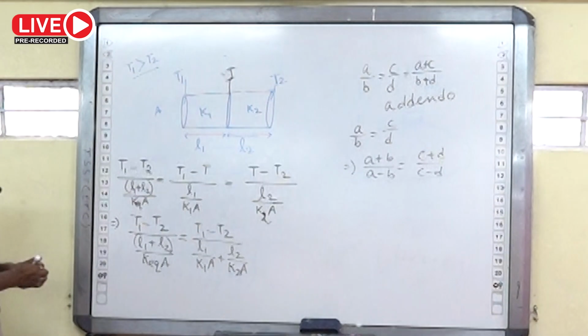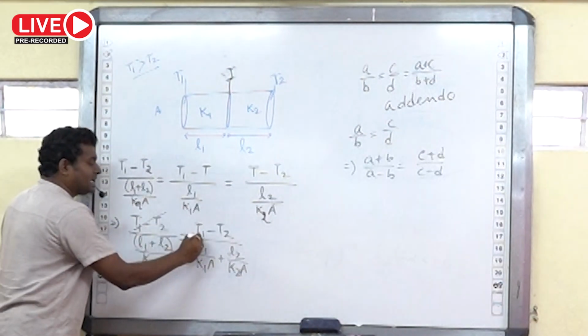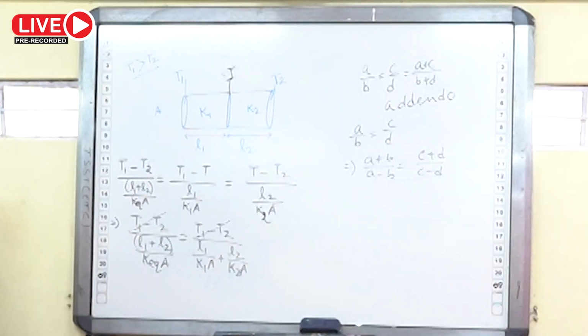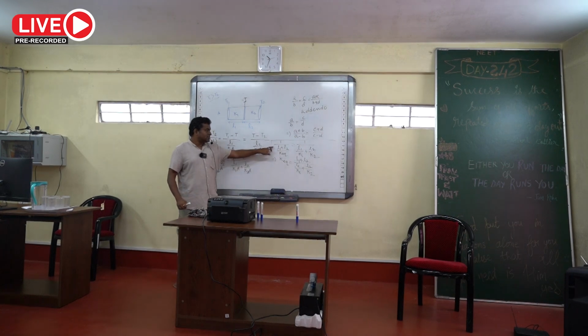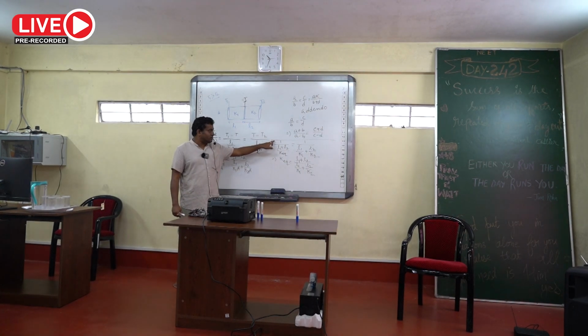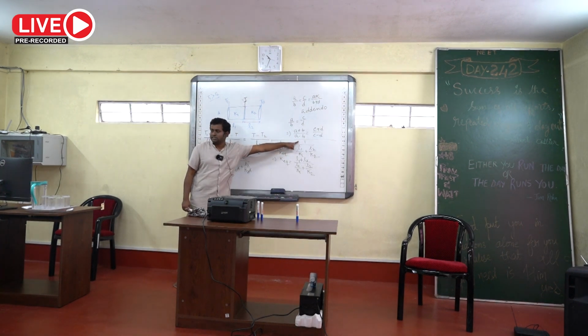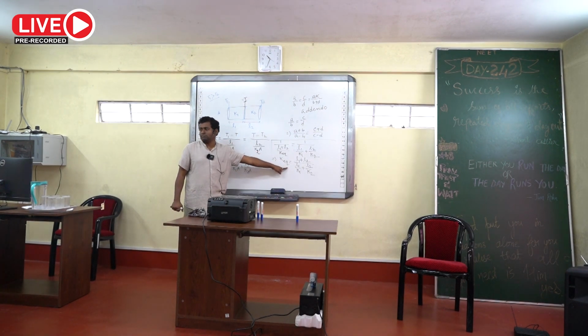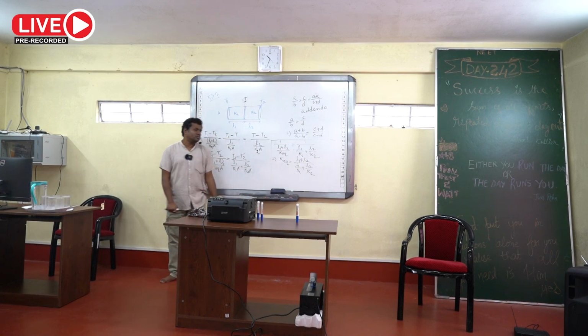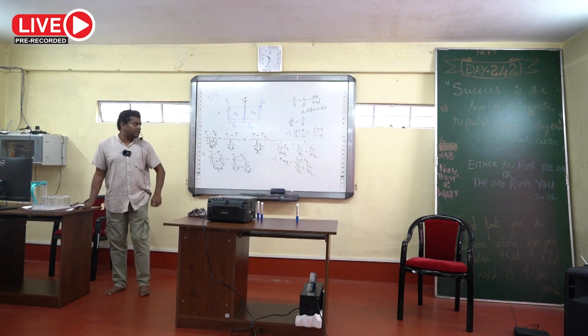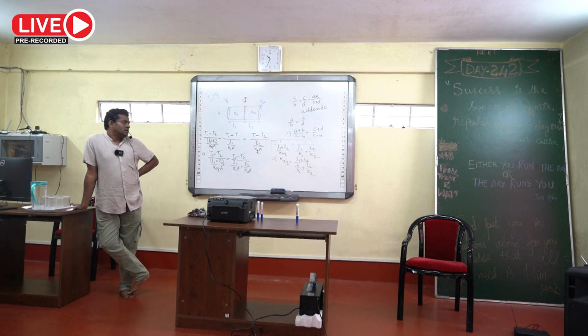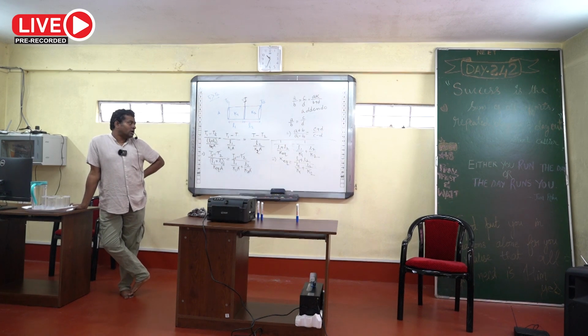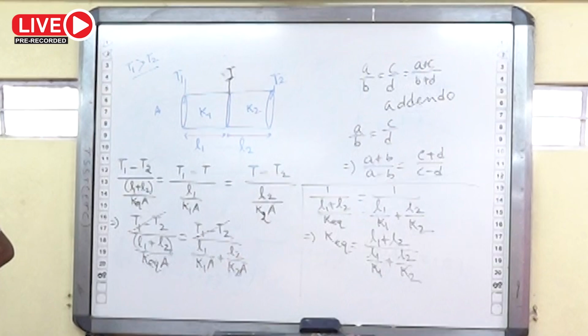Now from this T1 minus T2 can be cancelled. Simply I can cancel this one. Means I am just writing this one as K equivalent by L1 plus L2. Then this L1 plus L2 is multiplied on this side and you will get this form. K equivalent will be equal to L1 plus L2 divided by L1 by K1 plus L2 by K2.